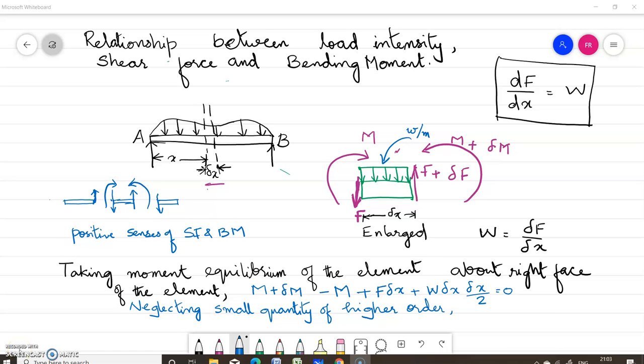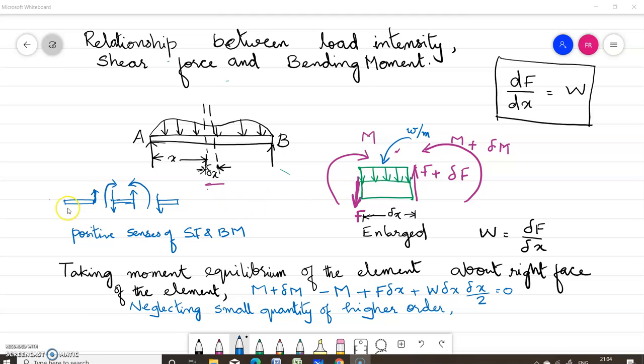Okay, dear students, now we'll study the relationship between load intensity, shear force and bending moment in a beam. Let us consider a beam AB subjected to a general loading as shown in the figure. In this figure, the free body diagram of an elemental length delta x at a distance x from the left support is shown. So this is drawn here.